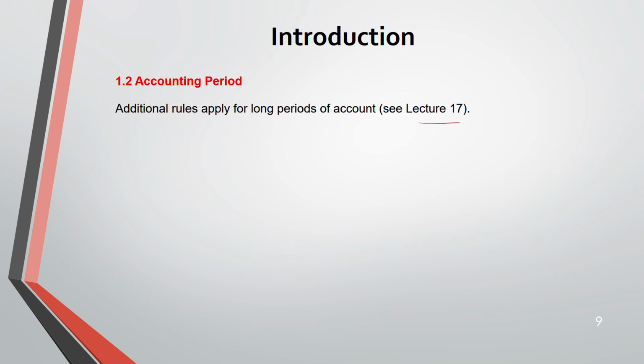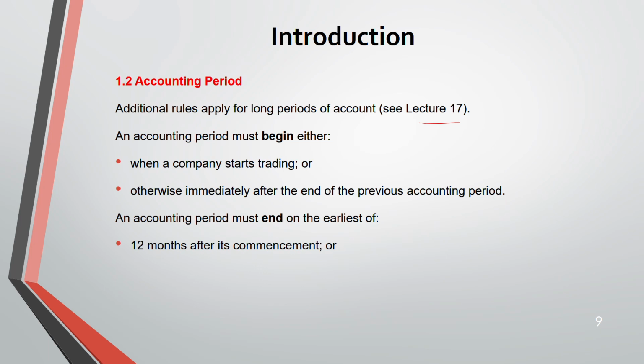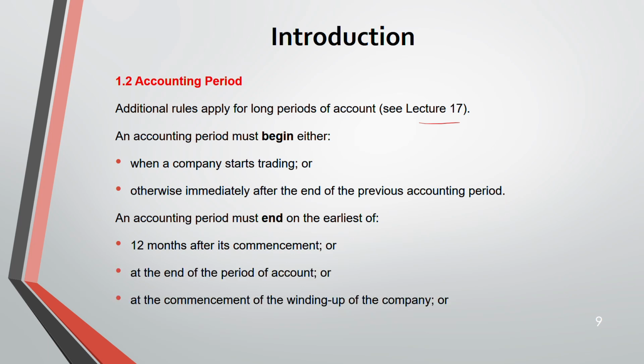Next lecture. Now, an accounting period must begin either when the company starts trading or immediately after the end of the previous accounting period. And it must end on the earliest of 12 months after commencement, the end of the period of account, the commencement of winding up of the company, or when the company ceases to be liable to corporation tax, whichever is the earliest. Your accounting period ends on that day.